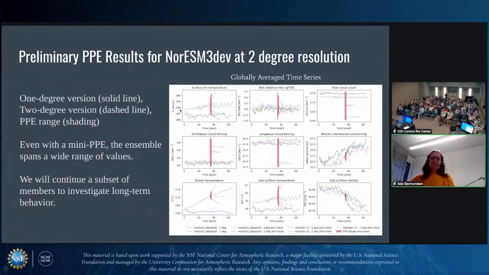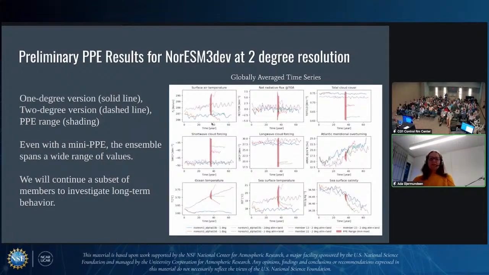So here you see the same time series. And this is the time where we branched off with these 25 members in this mini PPE. Then we continued after that with 4 members to try to find out how it behaves on longer timescales, since this is a coupled configuration.